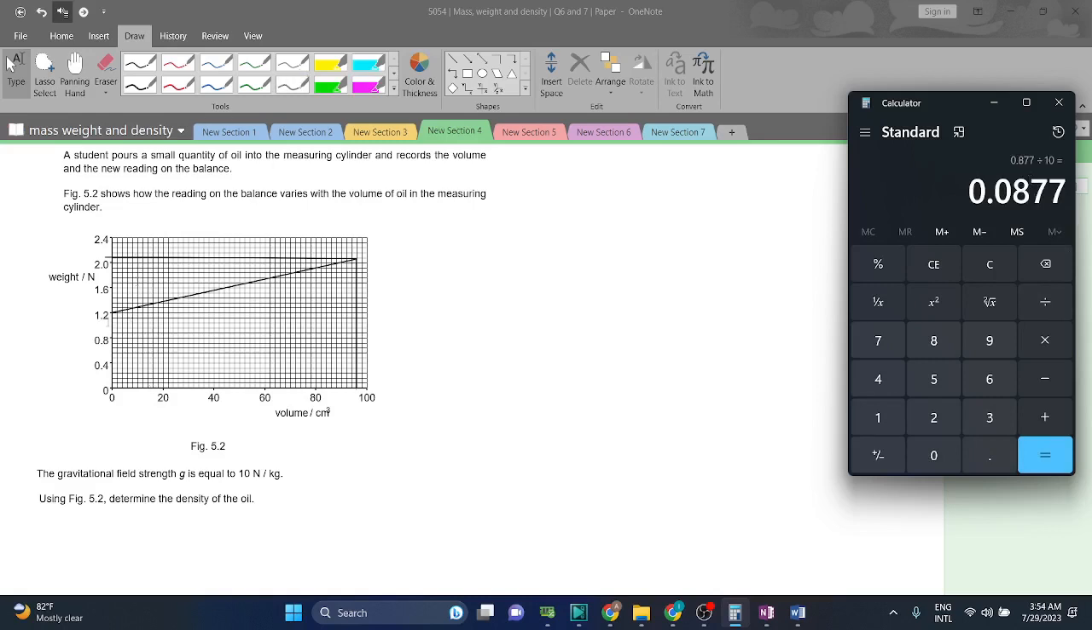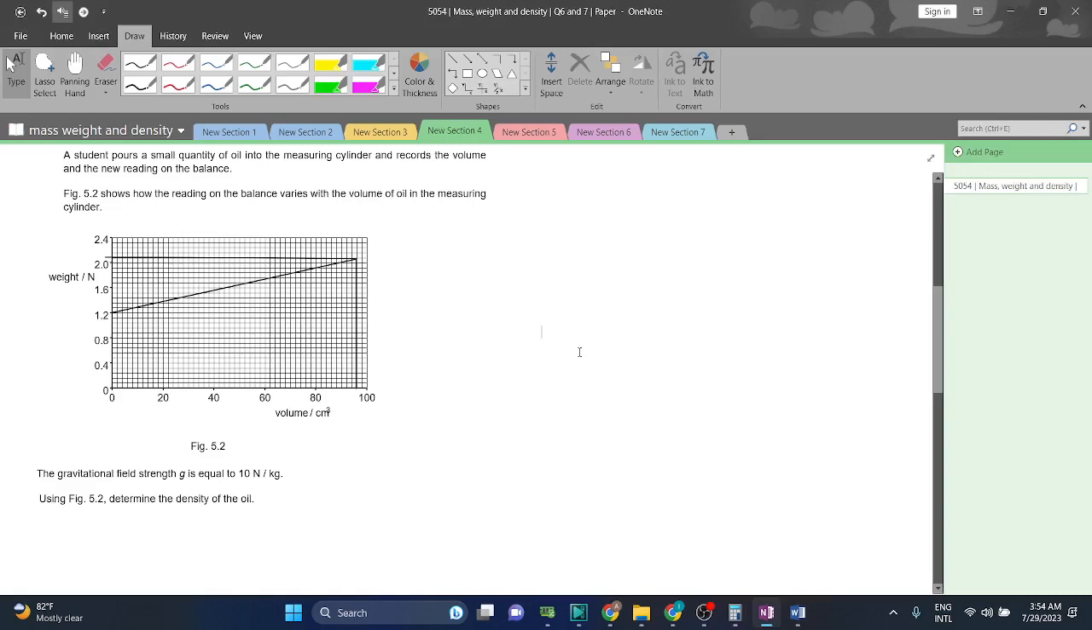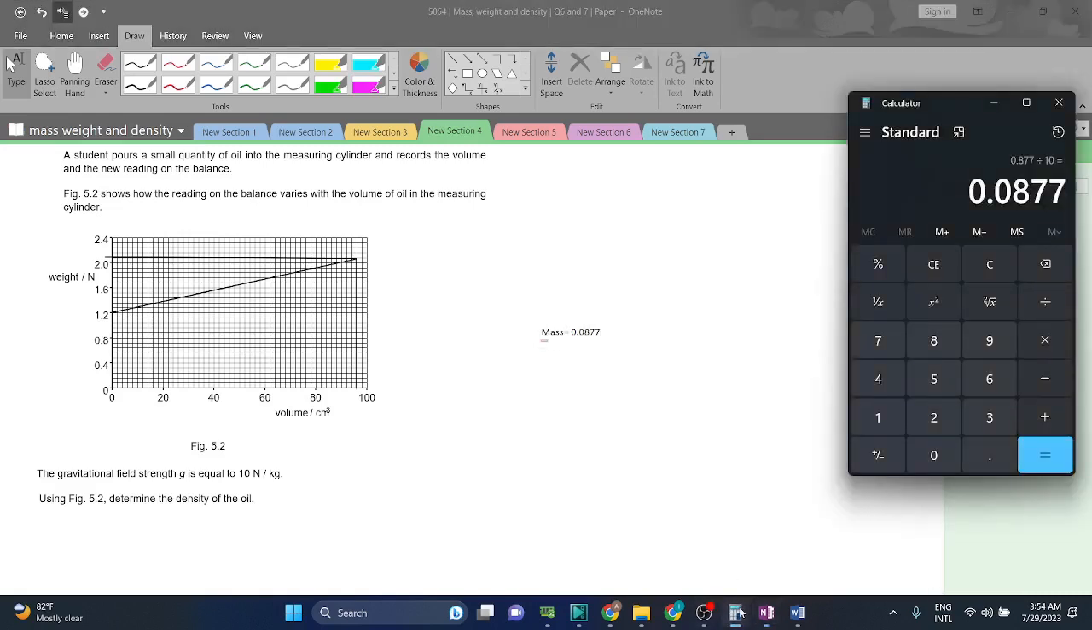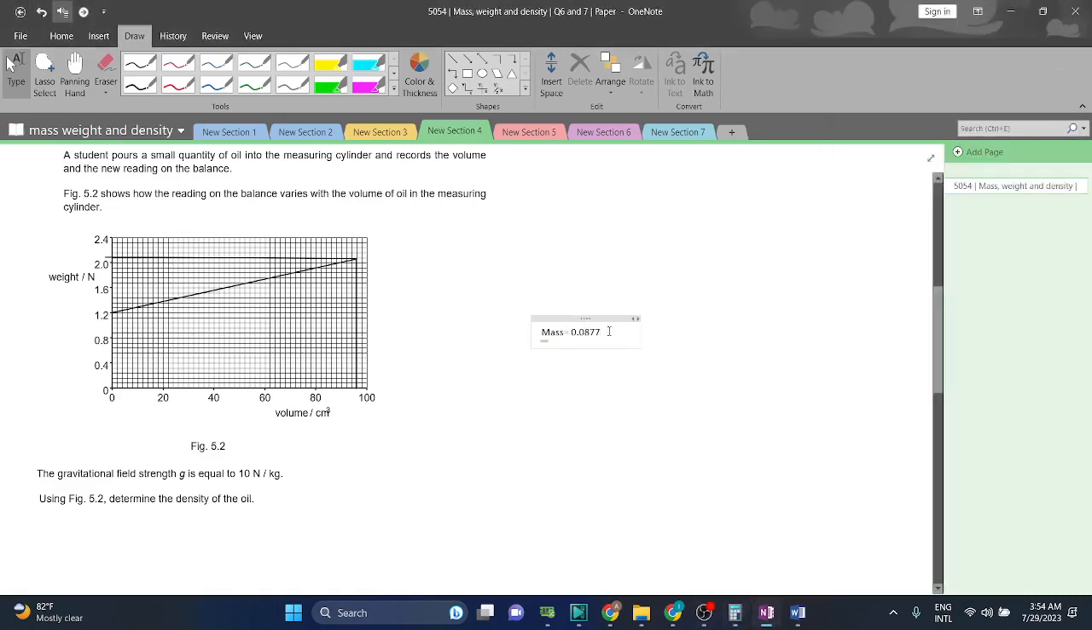और हमने ये वाली values ली थी and ये वाली values ली थी. अब हम 0 से 96, I think. अब हमारा mass आ गया, mass is equal to 0.0877, I think. This is the mass. Now we have to figure out what the volume is. वॉल्यूम हम ये लेंगे, यहां से यहां तक का, which is 96 centimetre cube.